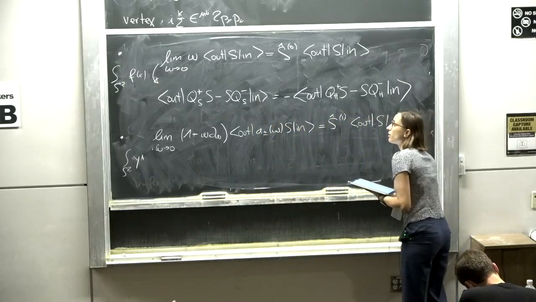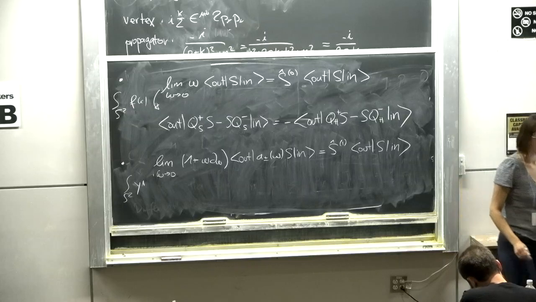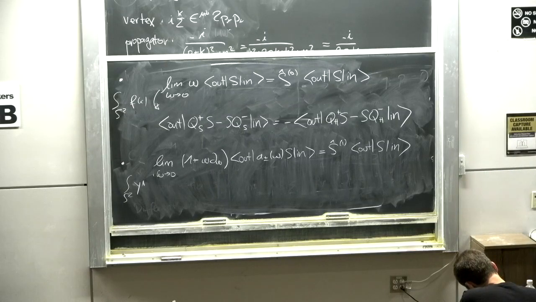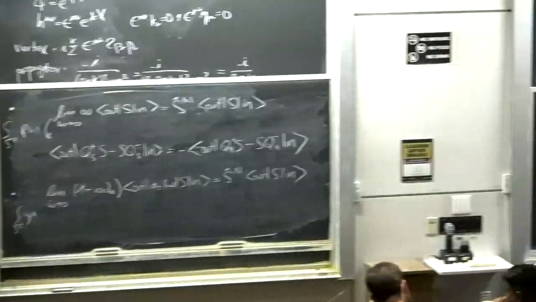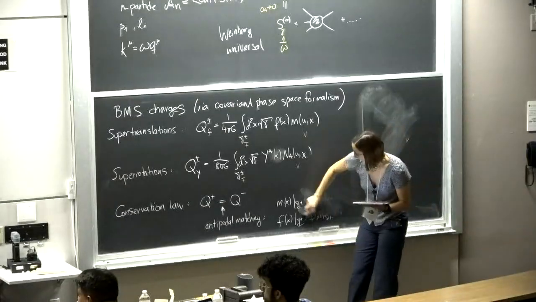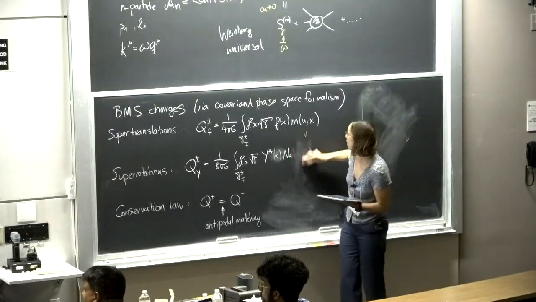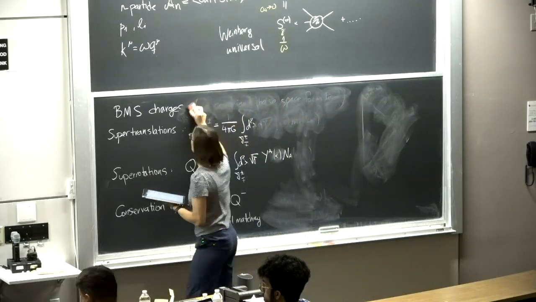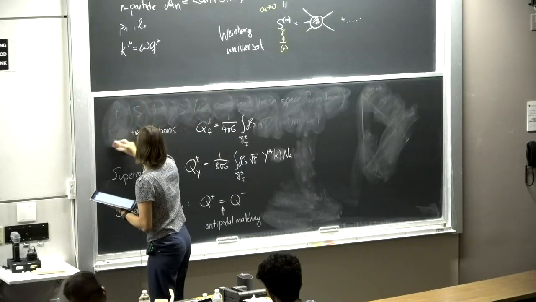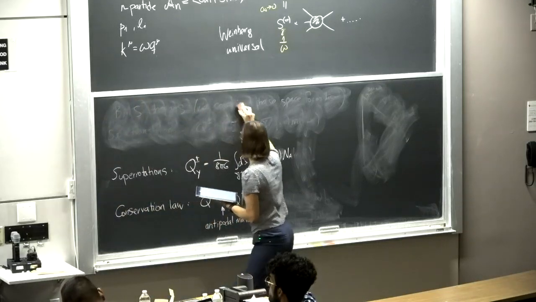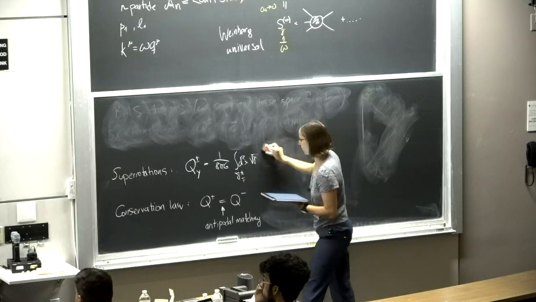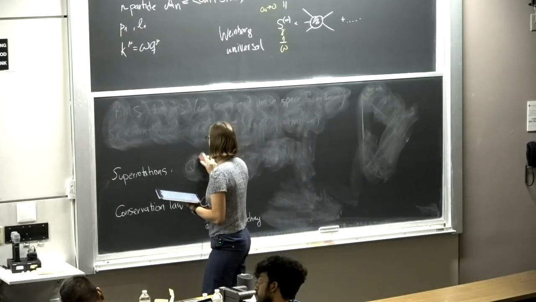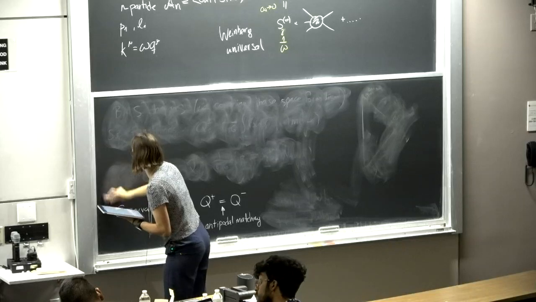Good. So I would love to go through that in detail, but it's very technical, and it would take 2 hours. So we're not going to do it. But this is what the result is. Any questions? So what we have shown here is that by using the soft theorem, we can uplift the classical conservation equation of BMS supertranslation and superrotation charges to conservation equations that hold at the level of the S matrix.